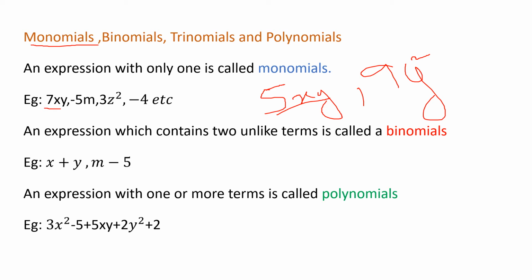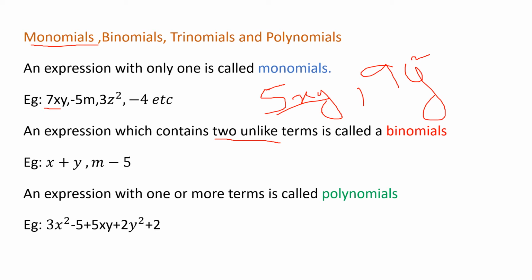So binomial means it will have two unlike terms. That is important. Two unlike terms. An expression which contains two unlike terms. So here 5xy, this is one expression, right? And this is only one term. And next one 9y square. This is also an expression, but this is only one term. So a binomial is an expression with two unlike terms.